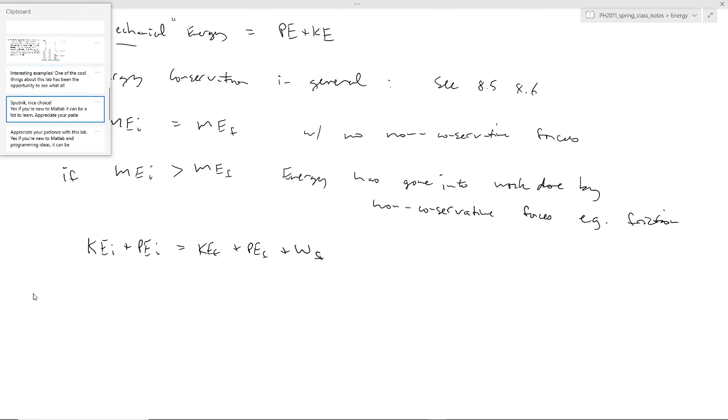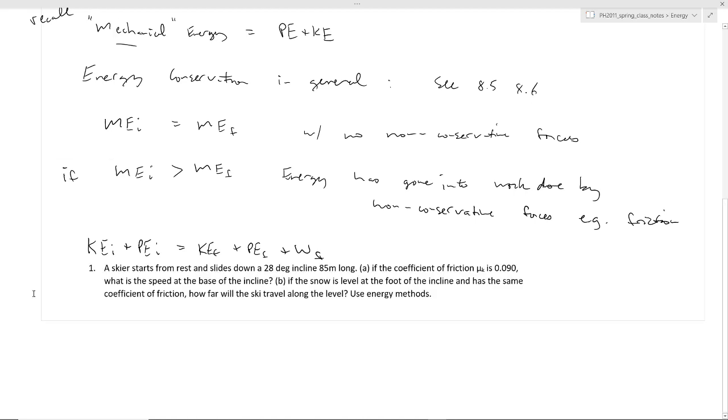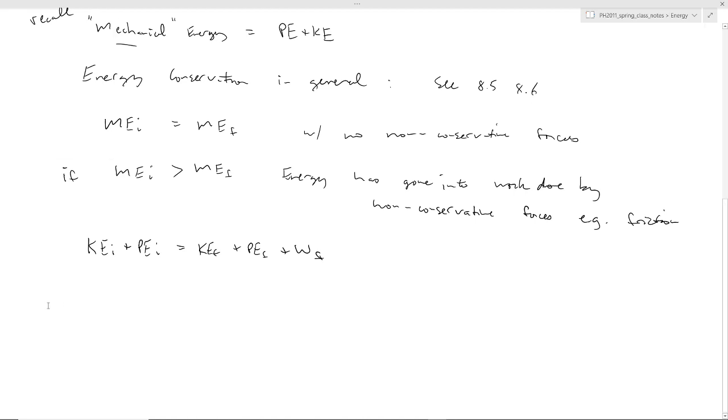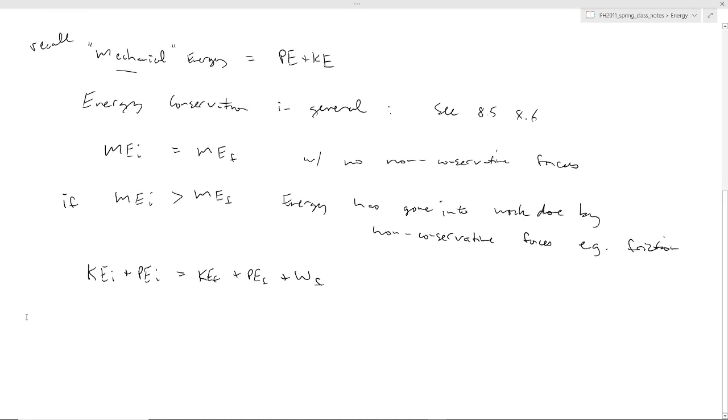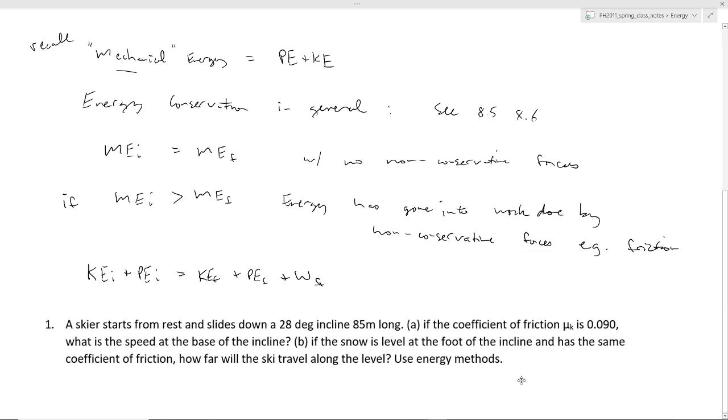Got some examples going on here. I think there's a skier problem in the homework assignment as well, if I recall. Wait a second. Oops. So here you go. This a little bigger here.